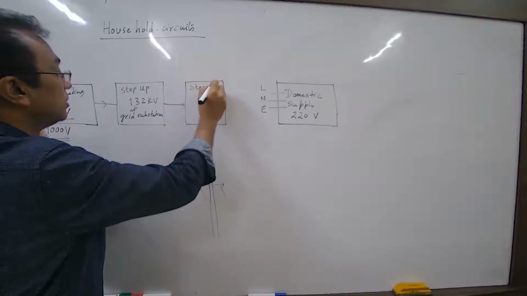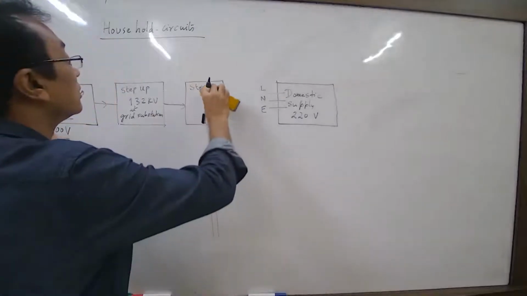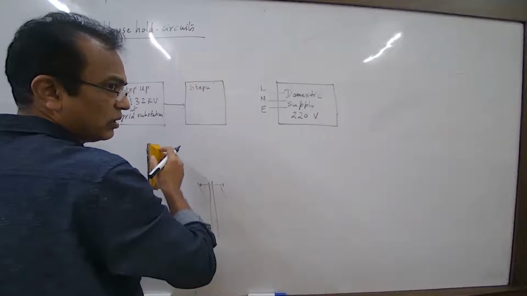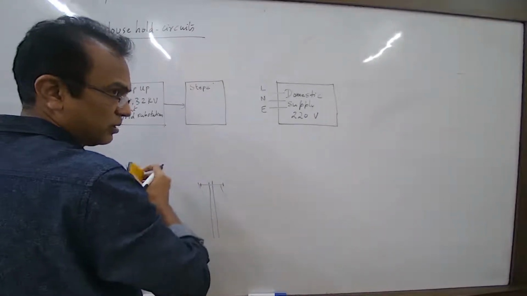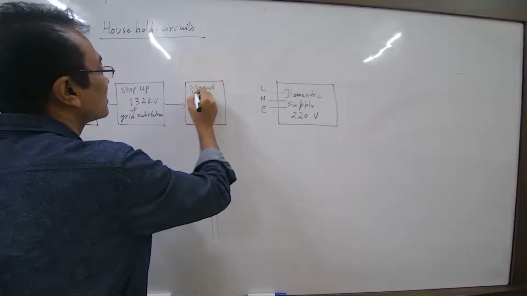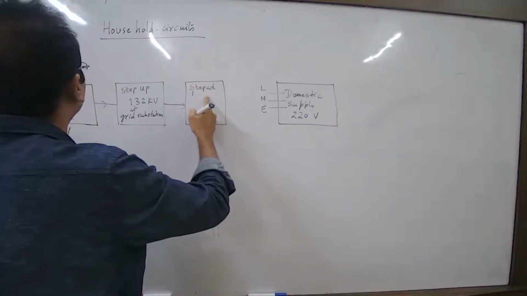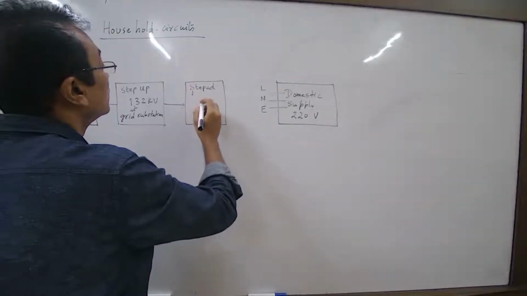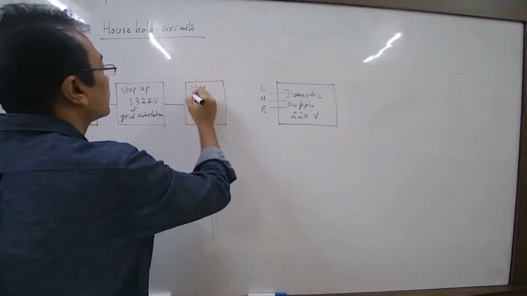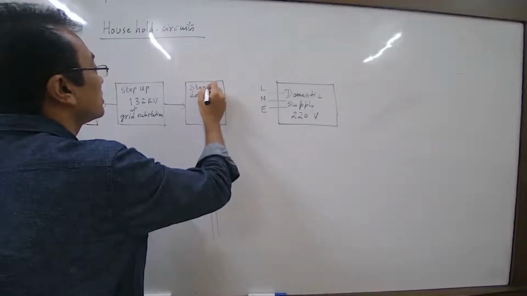Step, single P, right? Is it double P or single P? Step down. Double P. Is it double P? No, single P. See? Step down. Step single P, no? No, sorry, then the double P. Okay, take only P, then it is step down. Step down, yeah.